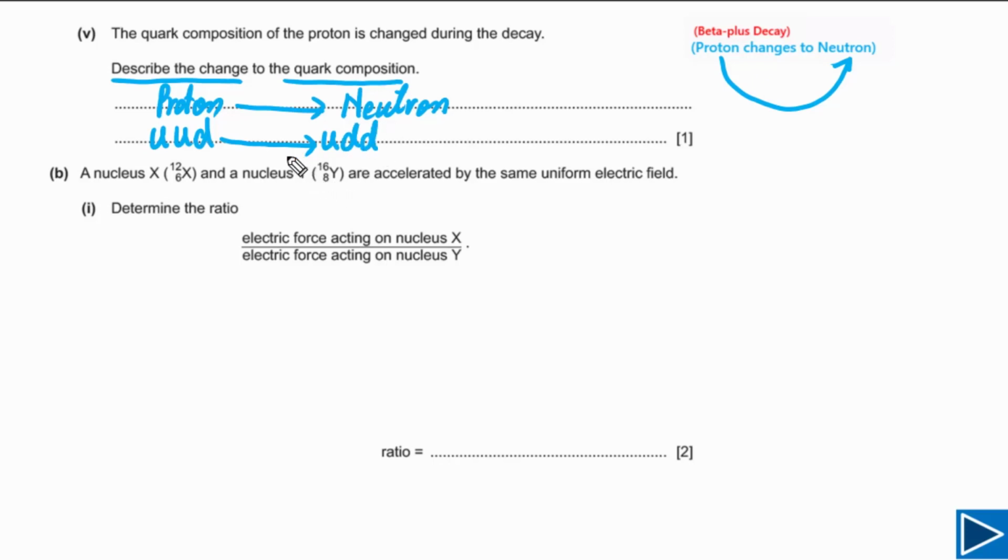So this is the change, means 2 up quark and 1 down quark changes into 1 up quark and 2 down quark. Simply we can say in this case, one up quark changes into one down quark. So that's all what you need to write down for this question. And this question has 1 mark. If you have written this one, you will get 1 mark. Means if you have written up quark changes to down quark, you will get this 1 mark.